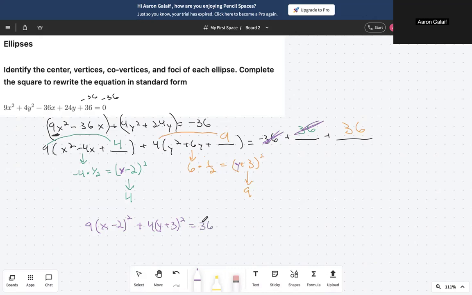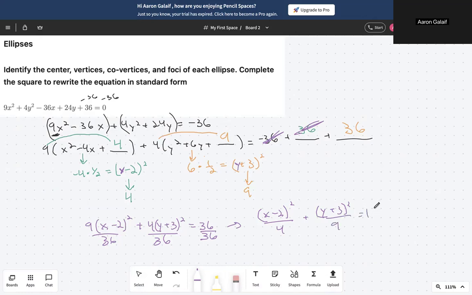Next, if you recall, ellipses are not the same as circles, as in circles have an r squared there, and ellipses always have a 1. And we don't like these coefficients here. What that means is I divide everything by the value on the right side of the equal sign. Just like that. And what do we get? We get x minus 2 squared over 4 plus y plus 3 squared over 9 is equal to 1.